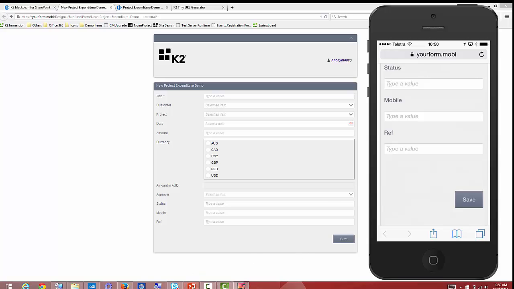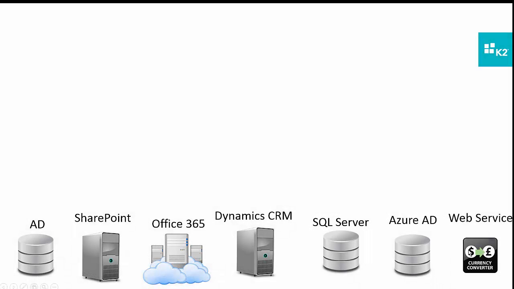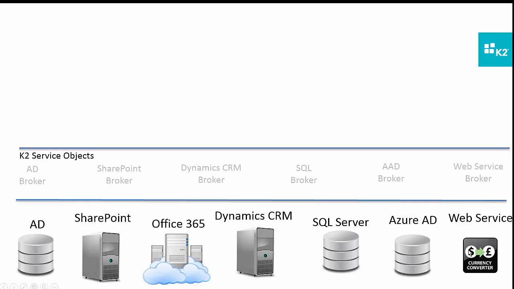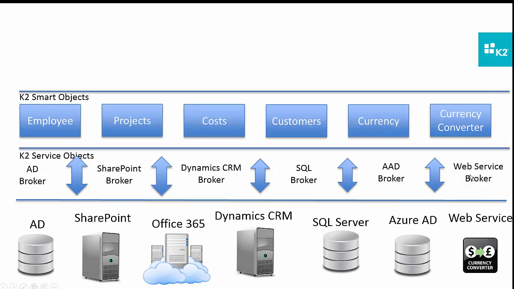So if you just recap on what we created there, we had a number of systems we wanted to interact with. We had the K2 brokers. We took the SQL Server one, and we generated a service out of that. And we took the web service, and we generated a service out of that. We then went and generated smart objects on top of that. It took us just a few seconds to do. So the Office 365 one happened automatically. We just did it from Office 365, clicked the button, and it generated all of that for us.